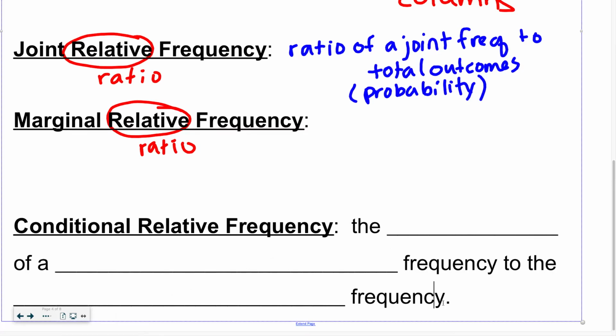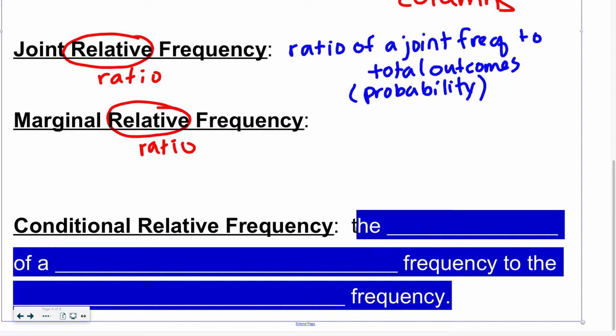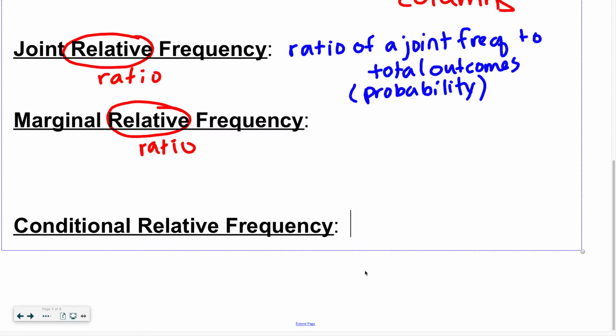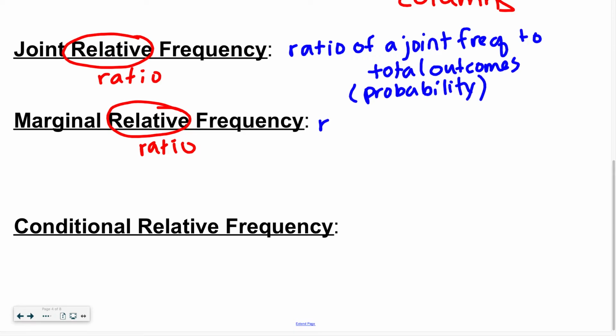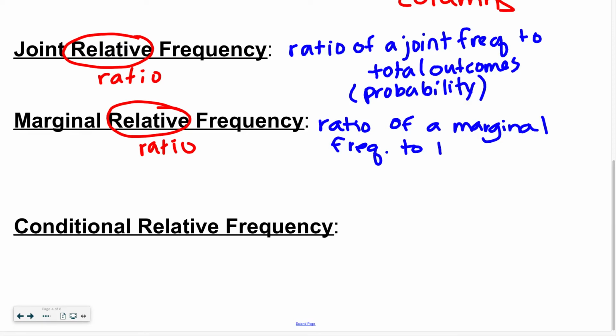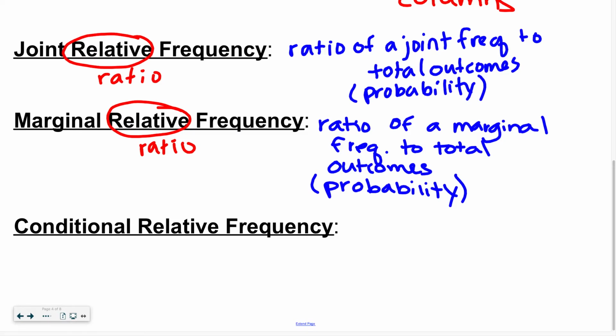Okay, got rid of all this stuff because I didn't like it. So this one will be the ratio of a marginal frequency to total outcomes. And again, because it's a ratio, it's a probability. Remember what I wrote on those, like these are frequencies and these are probabilities. These are ratios over here. Okay, so it's a fraction. It's a comparison of two values.